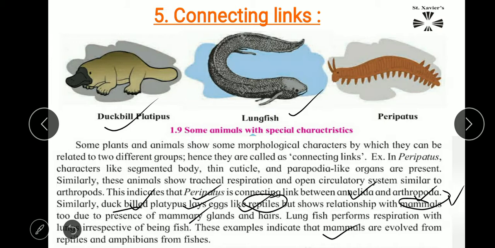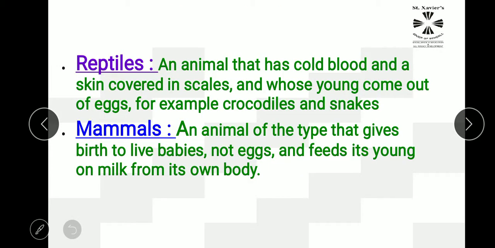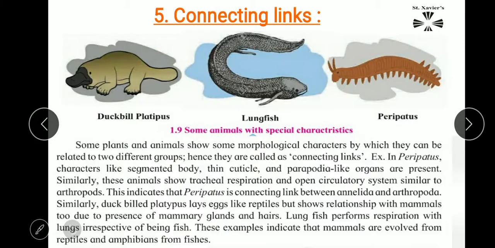So these are some examples of connecting links between two groups, two species, students. With the help of these connecting links we can say that one of the species must have evolved from the other species, and there are a few connecting links between those species, students. So this is again a connecting link, again evidence of evolution. Connecting links are also proof, or we can say evidences, of evolution.